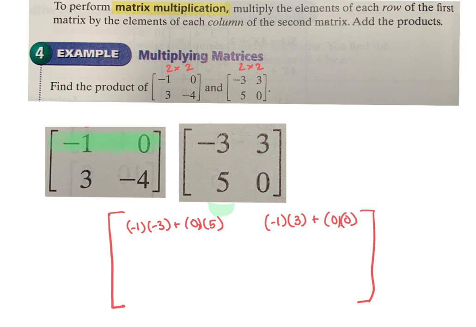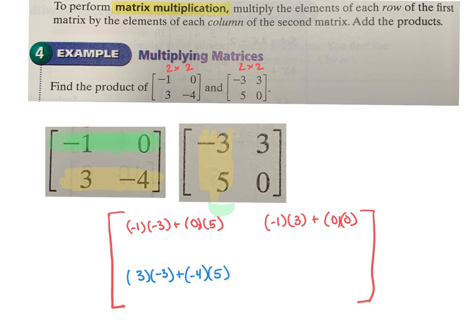I'm going to move on to the next row, and we'll go this way, that way you can see it. 3 times negative 3 and negative 4 times negative 3, 5. All right? And so now I'm going to say 3 times negative 3 plus negative 4 times 5.